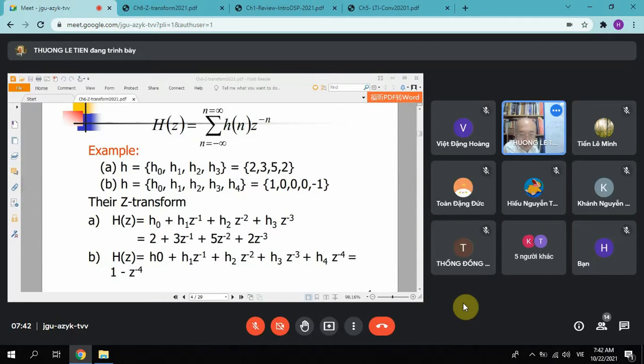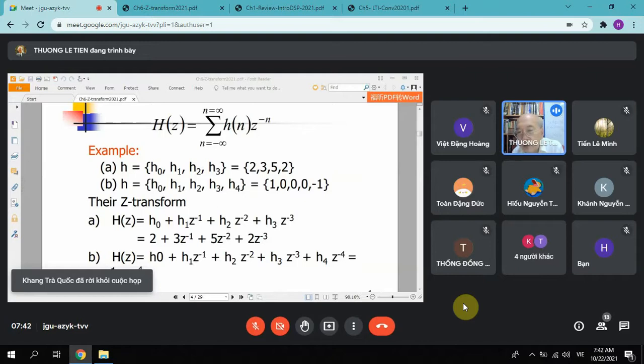We have three forms. So the first one is namely the vector form. The second is the closed or recursive form, depending on whether the system is a finite or infinite impulse response. And the third one is the mathematical form.